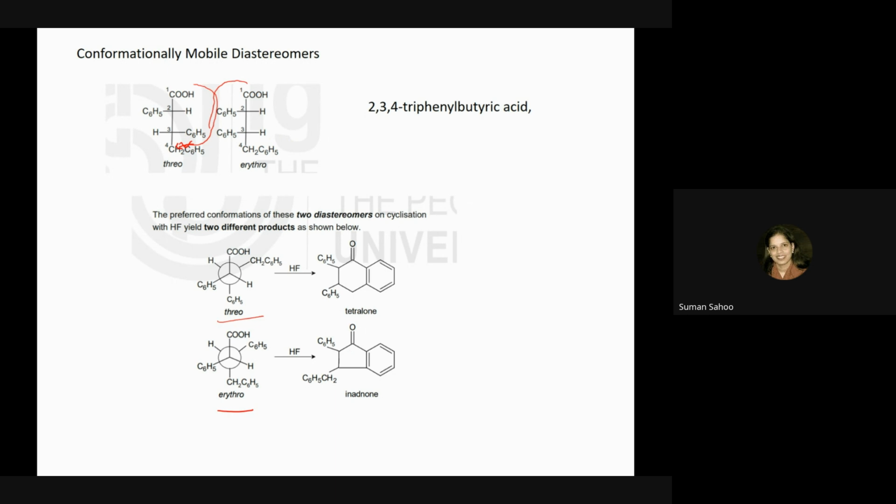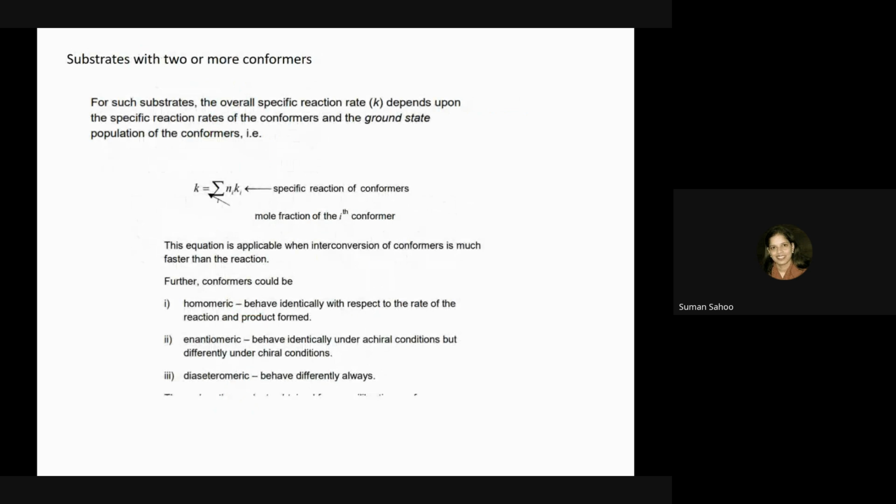So these two diastereomers give different products. Whenever you have substrates with two or more conformers, for some substrates, the overall reaction rate depends upon the specific reaction rates of the conformers and the ground state population of the conformers. In the ground state, we can have different conformers.